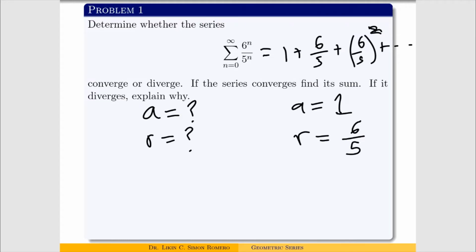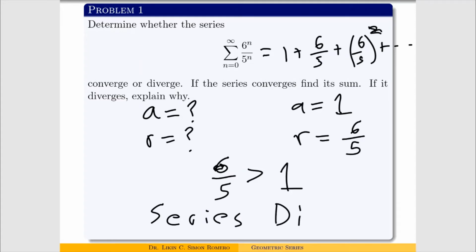And so note that our 6 over 5 is greater than 1. And so because it is not between -1 and 1, the series diverges.